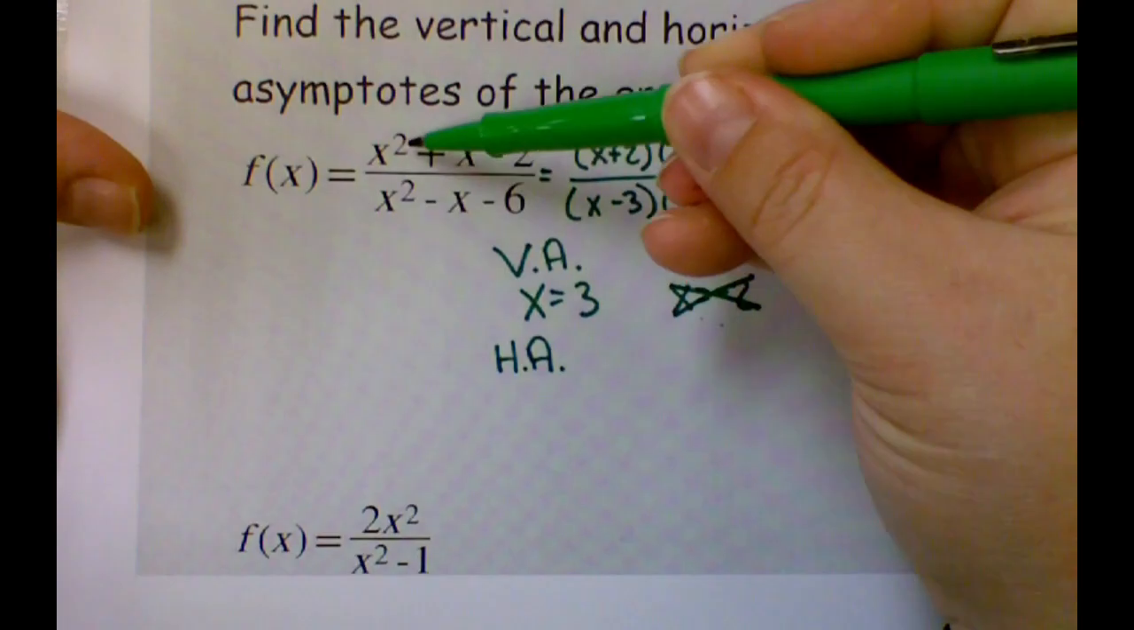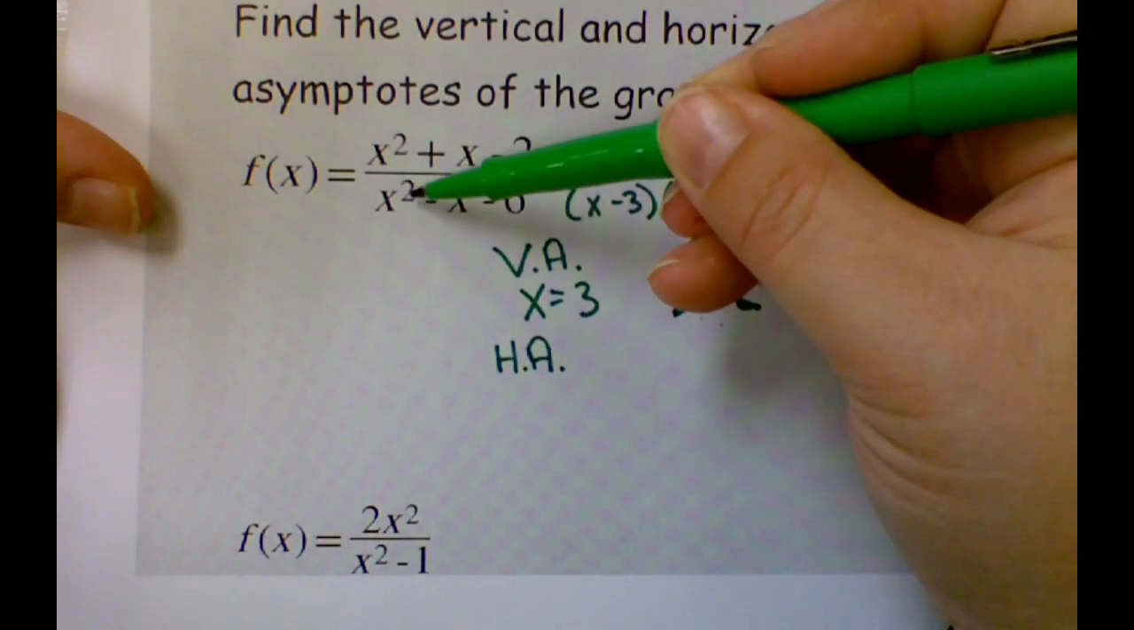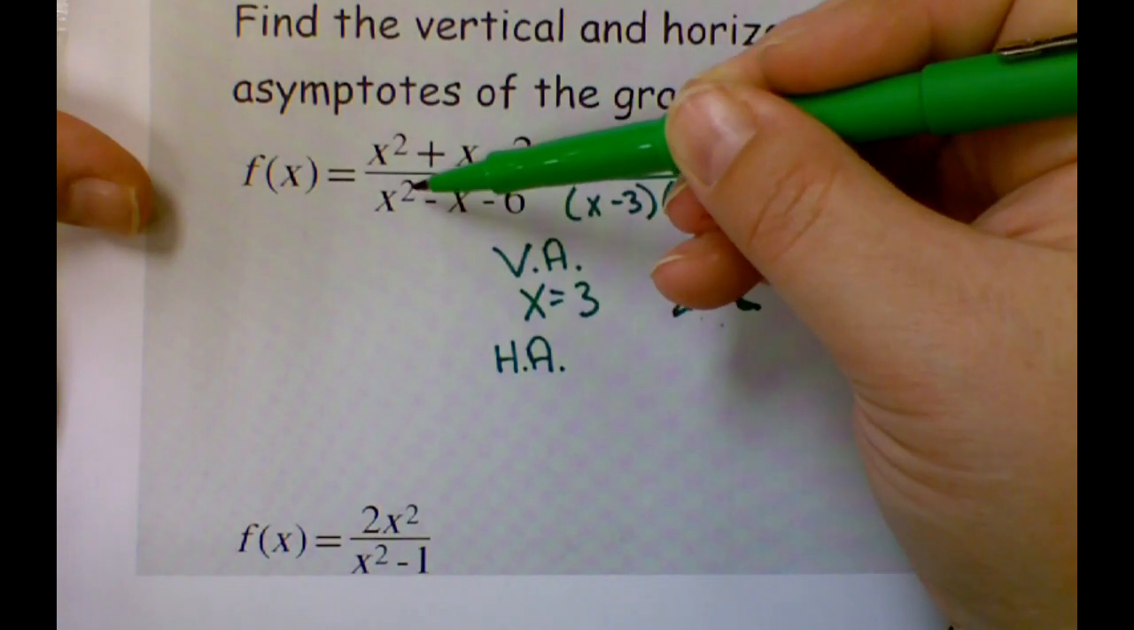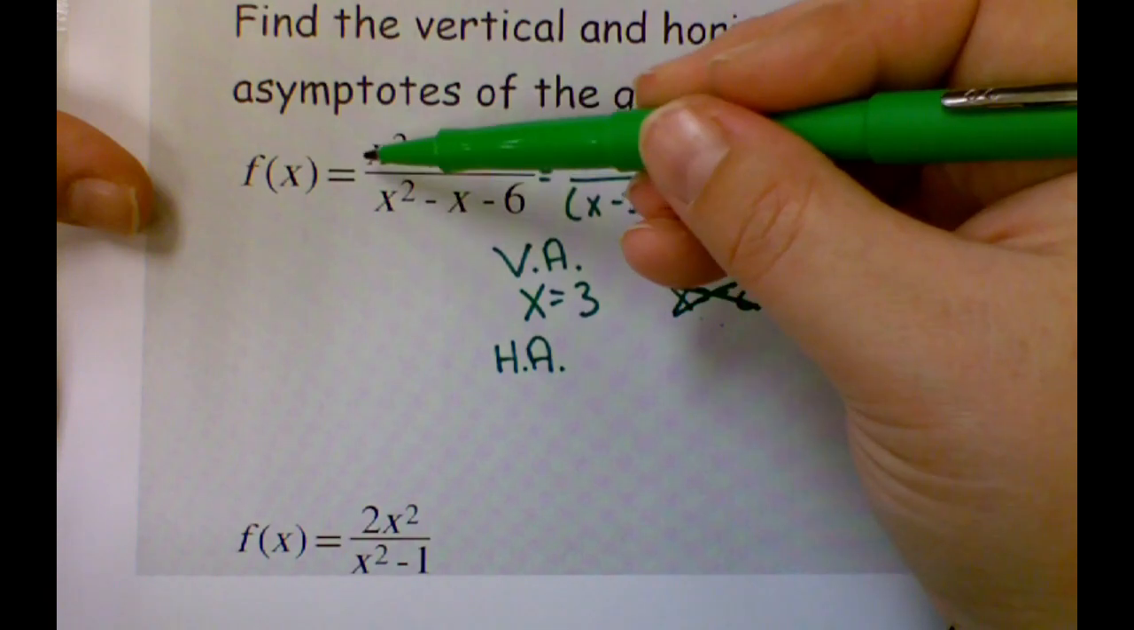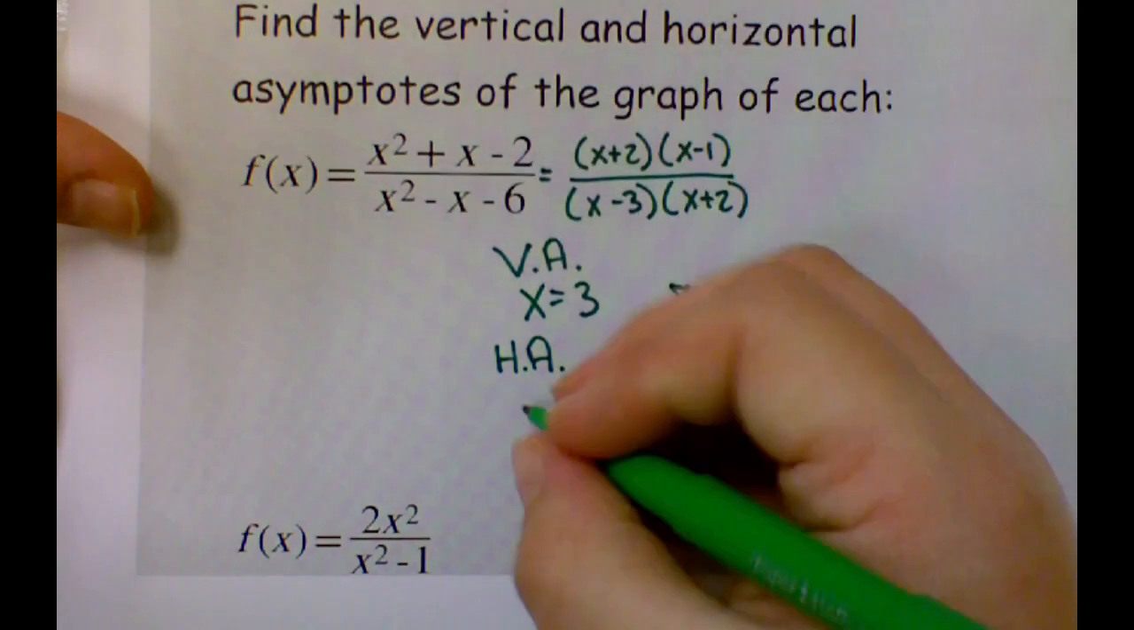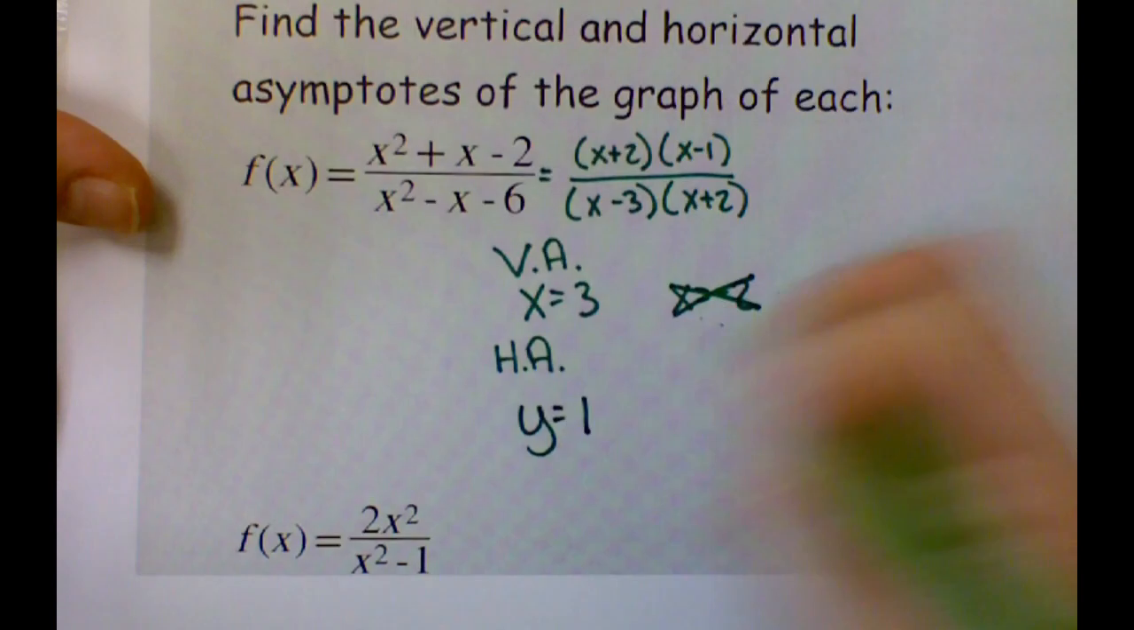The degree of the numerator is 2. The degree of the denominator is 2. So I just take my leading coefficients, which is a 1 and a 1. So y equals 1 over 1, which is just 1.